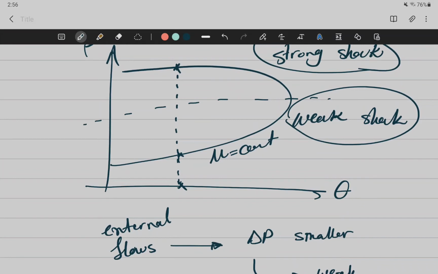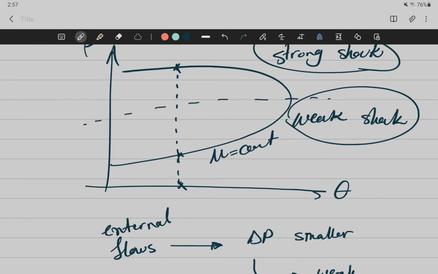You have a question? What's an example of internal flow in air? Is that like ramjets? Propulsion, yeah. Duct flows. All of the flows in propulsion are internal flows. But that doesn't mean we are going to have a lot of strong shocks in propulsion. It really depends on the situation.